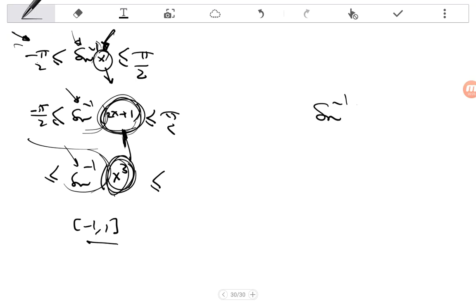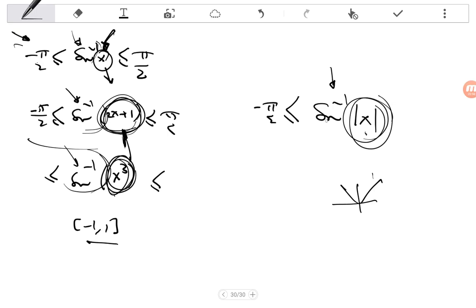But if I had a function, for example, sine inverse of absolute x, that function has a positive range, an output which is exactly the input of sine inverse. So what you are putting inside the sine inverse are just positive values. In this case, I can't say that the output will be from negative pi over 2 to pi over 2, because this function is not covering the whole domain of sine inverse.